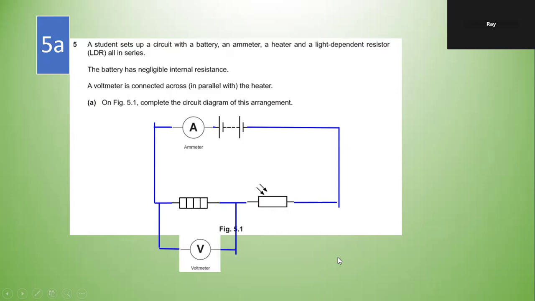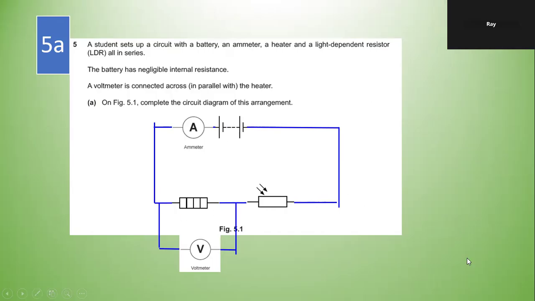Teacher, I noticed in most scenarios the voltmeter is always parallel. Voltmeter is always parallel, not in series. Ammeter is inside the circuit, in series. That you must know. Parallel because you want to measure the potential across the heater, whereas ammeter, you want to measure the current inside this circuit.